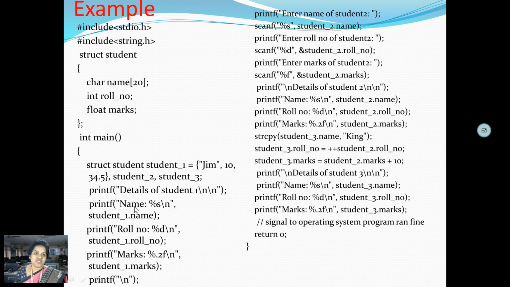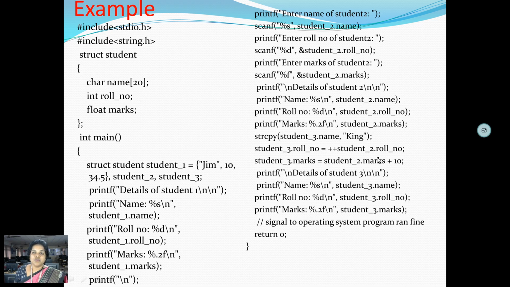So for student 1 we are assigning the values. For student 2 we are reading the values, that means name, roll number and marks. And for student 3 we are copying the values by using some string handling functions or some arithmetic operators. See here, strcpy of student3.name: the third student doesn't have a name, so here we are assigning a name to the name variable.